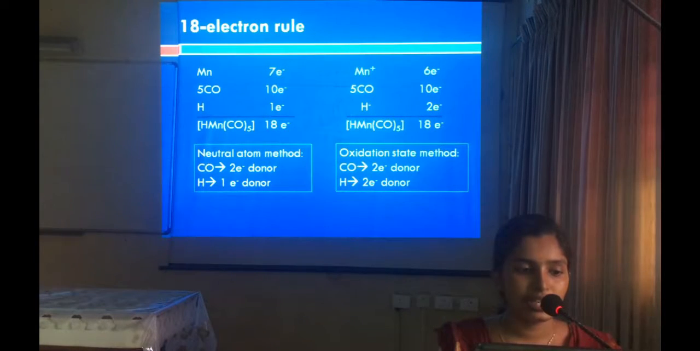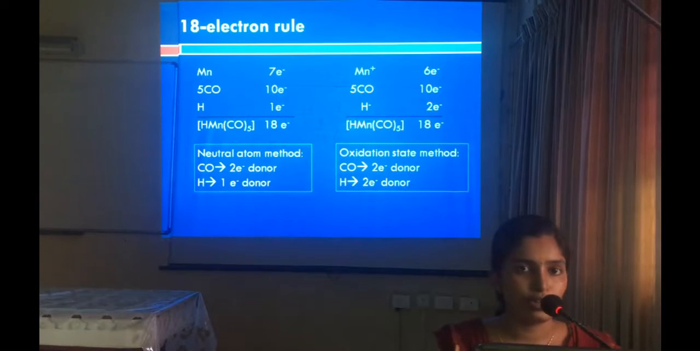Let's see what is the difference between the neutral atom method and oxidation state method. So here we have taken an example of a manganese-based complex, HMn(CO)5. So in the neutral atom method, the manganese is a 7 electron donor. The 5 carbonyls will donate 10 electrons, and the hydrogen will donate 1 electron, and the total electron count is 18 electrons.